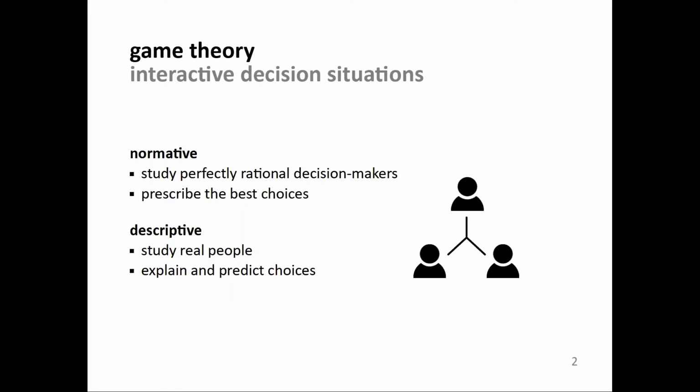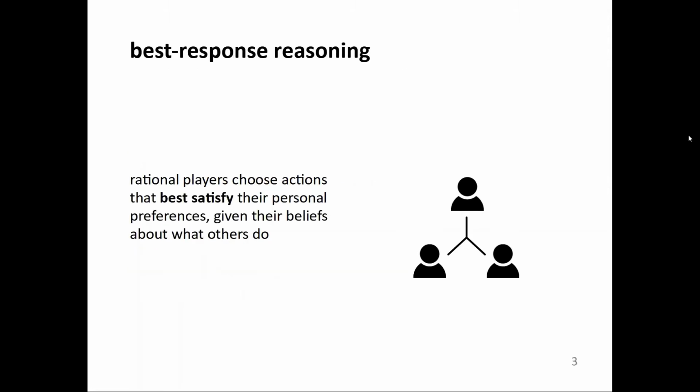From the normative point of view, the theory is interested in the behavior of perfectly rational decision-makers. Its goal is to prescribe the best choices for us to attain our personal objectives. From the descriptive point of view, the theory aims to predict and explain why we do what we do when we interact with others. The standard theory is built on the assumption of best response reasoning.